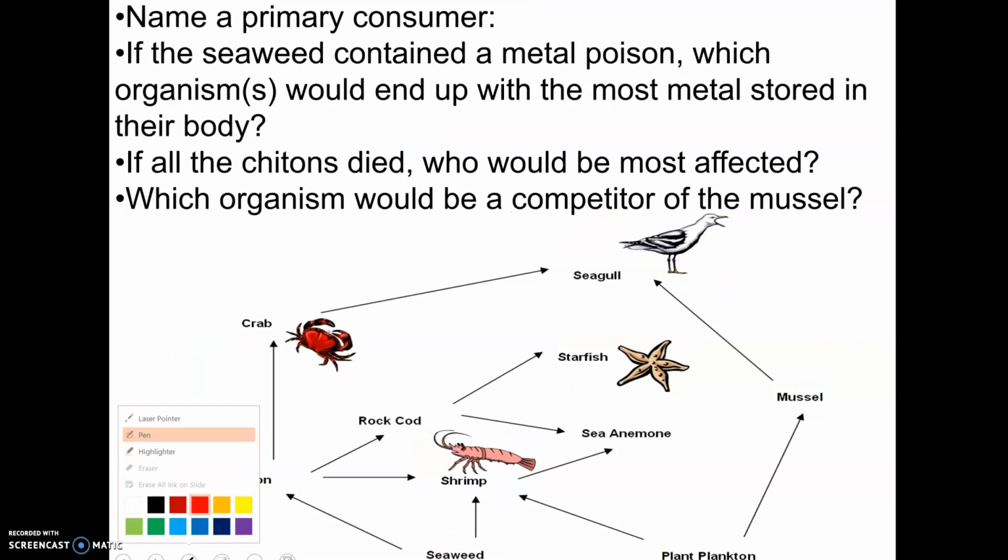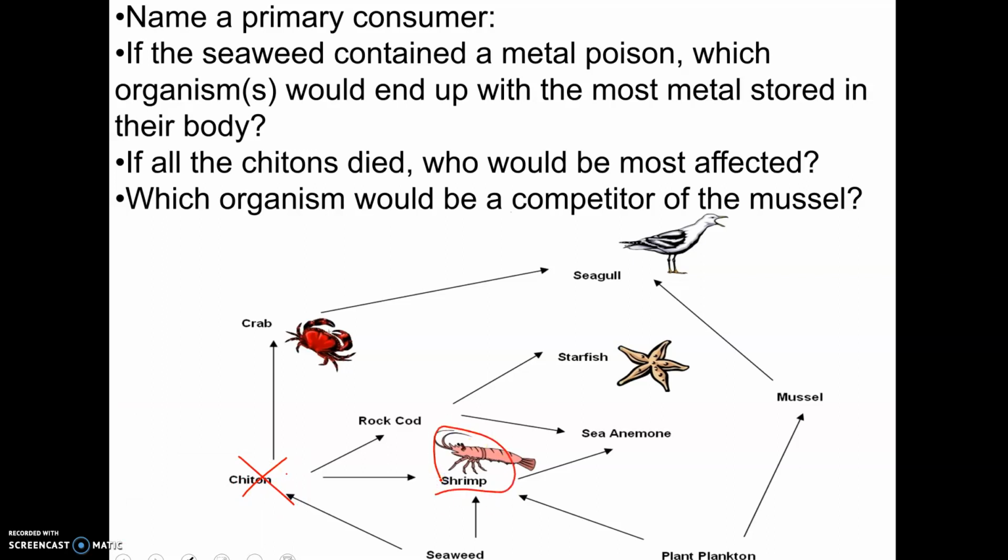If the chitins were to die, we cross them off. No chitins. Shrimp might be affected, but the thing with the shrimp is that they eat other things, right? They eat seaweed, they eat plankton, so they probably just eat more seaweed and plankton, which might throw off the balance of the ecosystem, but they're not going to be the ones affected first. The real ones affected are going to be the crabs and the rock cod originally, because they eat chitins and that's their only food source. So the first ones that would be affected would be the crab and the rock cod.